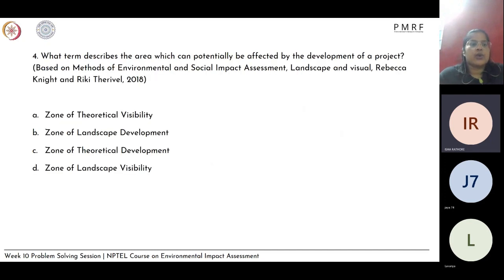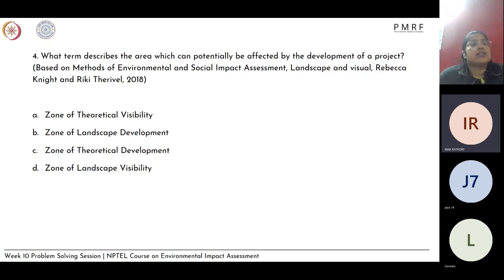Okay, so moving on to question 4. What term describes the area which can potentially be affected by the development of a project, which is based on methods of environmental and social impact assessment, landscape and visual, Rebecca Knight and Ricky Therrell 2018 book. So the options are A zone of theoretical visibility, B zone of landscape development, C zone of theoretical development, and D zone of landscape visibility.